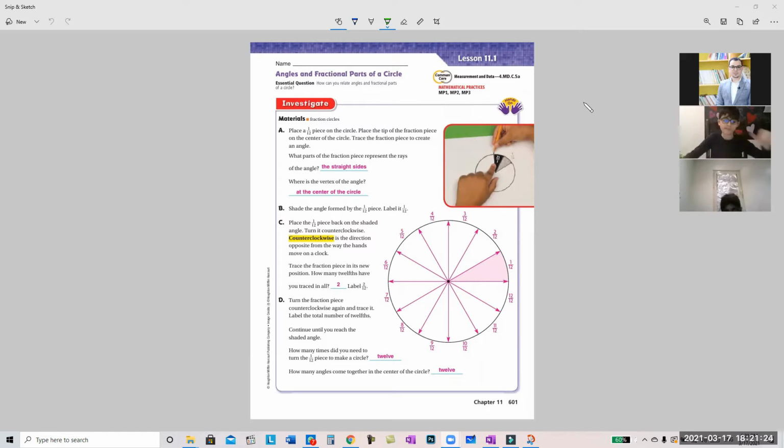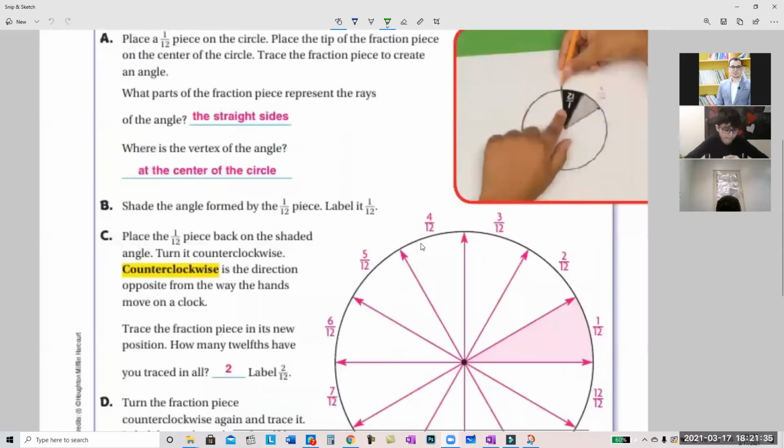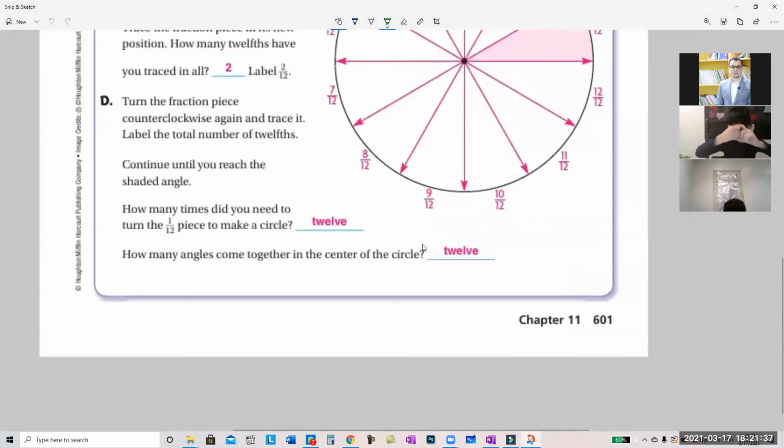Welcome back grade 4. Okay, today we're gonna start a new chapter, chapter 11, and with the first lesson, lesson 11.1. Let's open your book, page 601. Get yourself ready, get your book and your geometric tools ready, your pencil, your ruler, and your eraser, because we're gonna use them today. This class will start in 2 minutes.